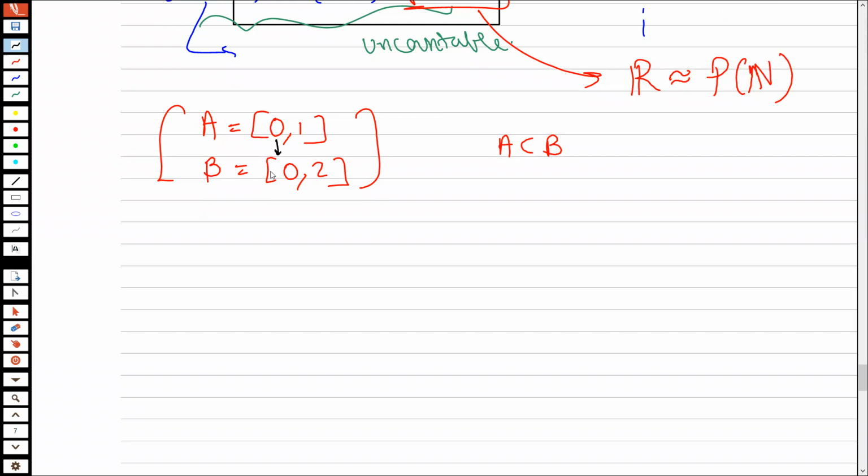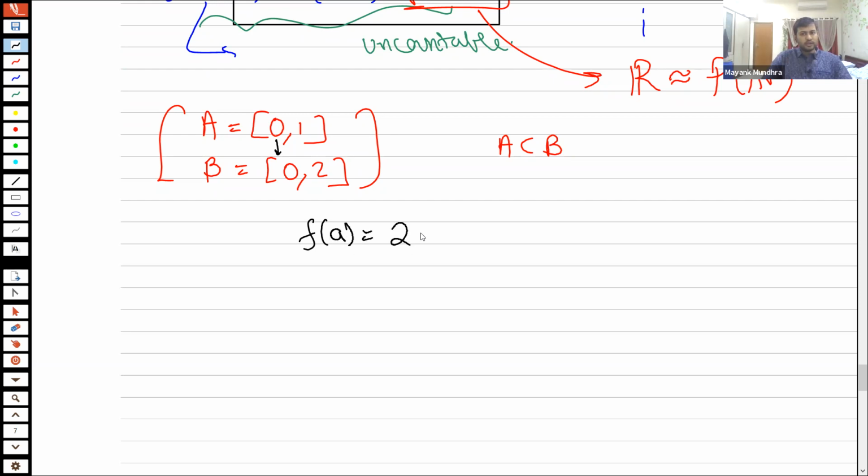So B is equal to 2 times A. Very good. Perfect. So f of a equals 2a, where a comes from the set A and 2a comes from the set B.